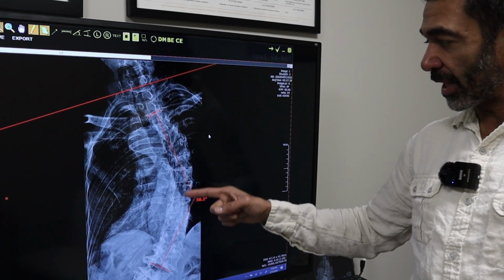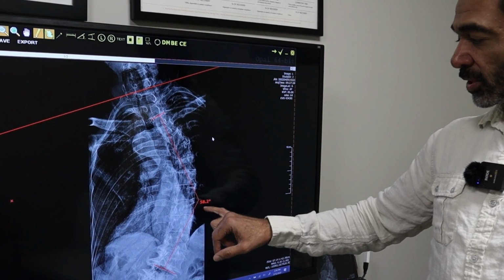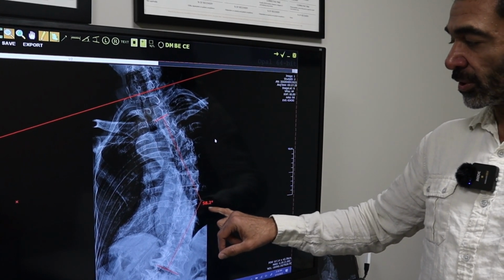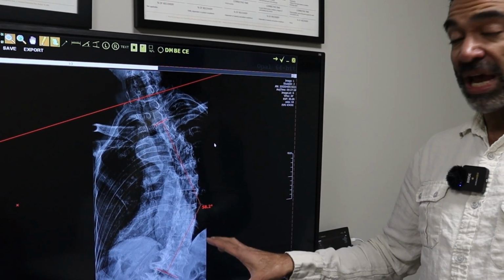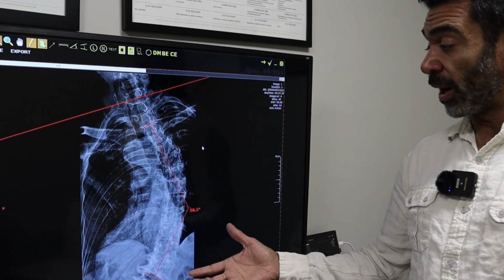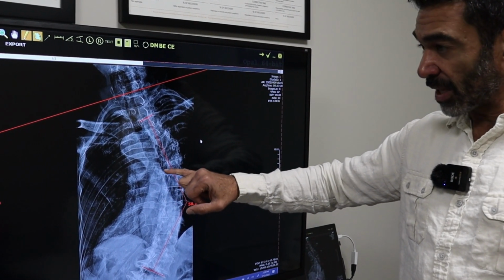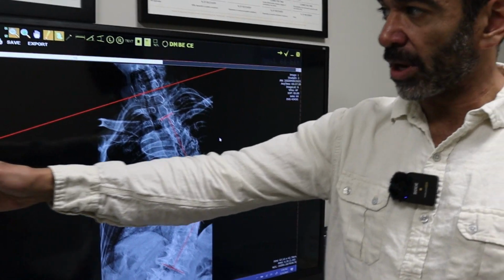Can you see how there's a sideways curve to it? I removed some of the notations that we usually put just to show this one. It's a 58.2 degree curvature, which hasn't changed in a year, which is great, and it hasn't changed in a while. So we've been able to maintain it. What I want you to also notice is the spinous processes. I'll show you on the plastic model here.